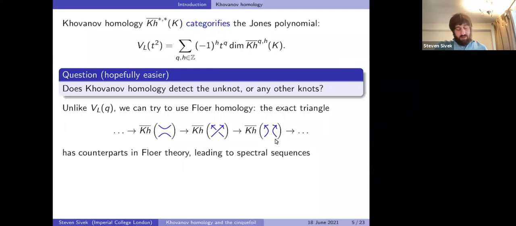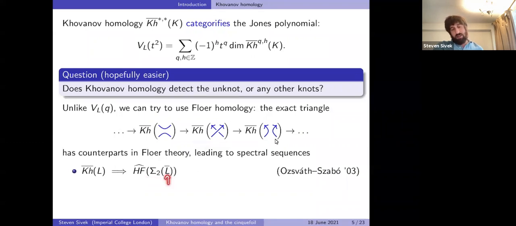And this has a lot of familiar counterparts, short exact sequences in Floer theory leading to spectral sequences. So a typical example, the first one that we had, due to Ozsváth and Szabó in 2003, goes from the Khovanov homology of a link to the simplest version, the hat version of Heegaard Floer homology of the branched double cover of that link. And technically we have to reverse orientation. We take the mirror of the link.